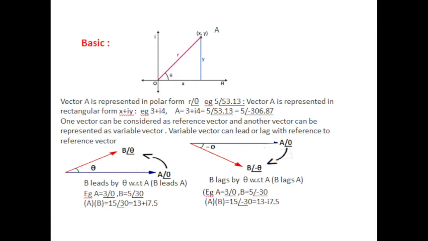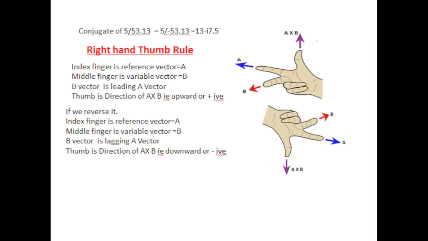See the other figure. B lags by theta with reference to A. B lags A. Example, A equal to 3 angle 0, B equal to 5 angle minus 30. The A, B product equal to 15 angle minus 30 equal to 13 minus i 7.5. Conjugate of 5 angle 53.13 equal to 5 angle minus 53.13.